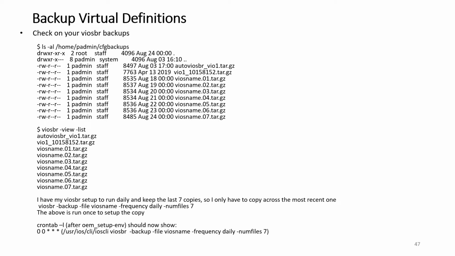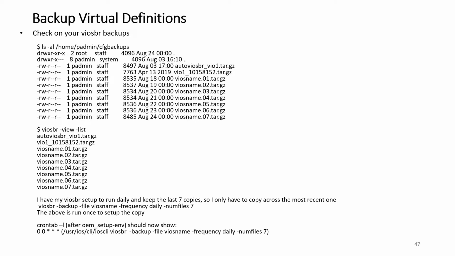I use VIOSBR to back up my virtual definitions. And if you use the VIOSBR command, you can either use the view command or you can just do an ls on this config backups directory to look at all of your VIO backups. I have it set up to automatically back up every day. So you'll see something in crontab that basically says, backup every day, keep the last 7. And so I know that I always have a good copy.